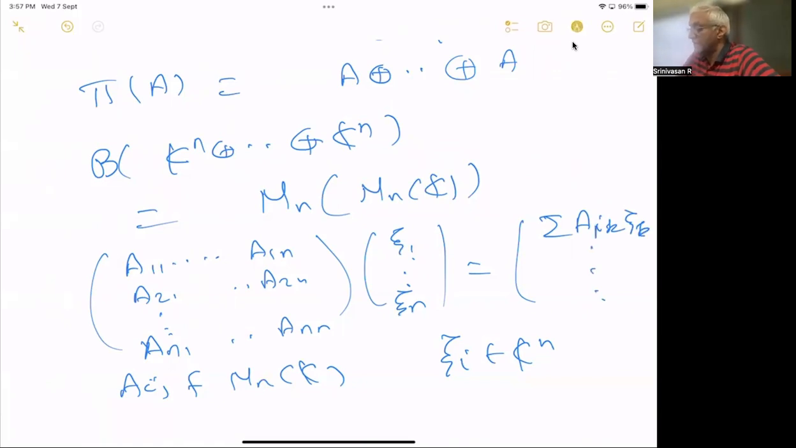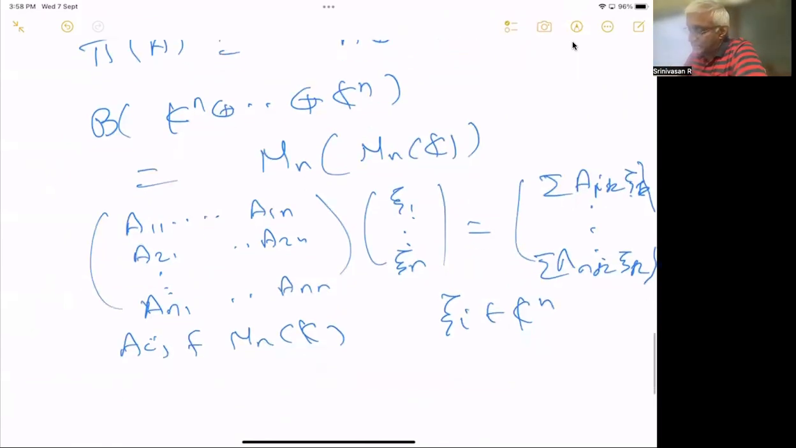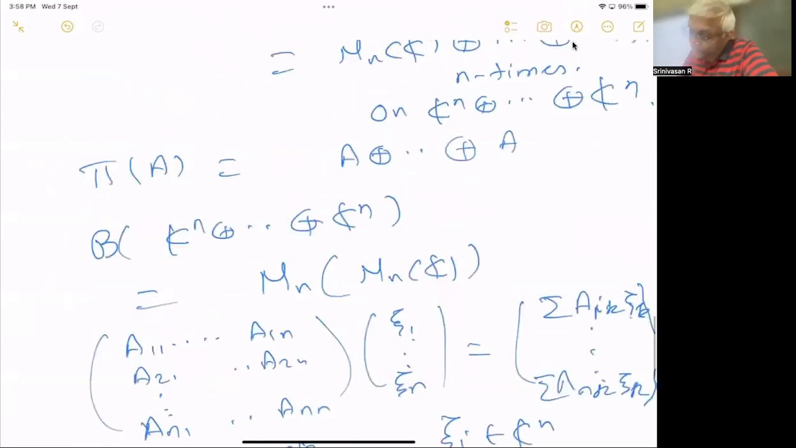A1k, summation A2k, up to summation Ank Xk. This is a vector, again a vector in Cn, and you will get n such vectors. You can take the direct sum of Hilbert spaces, then take the same Hilbert space and take the matrices of operators on that. Matrices usually have entries from scalars; instead, I am taking operators as entries. Is this fine with everyone? So that is what this pi is.